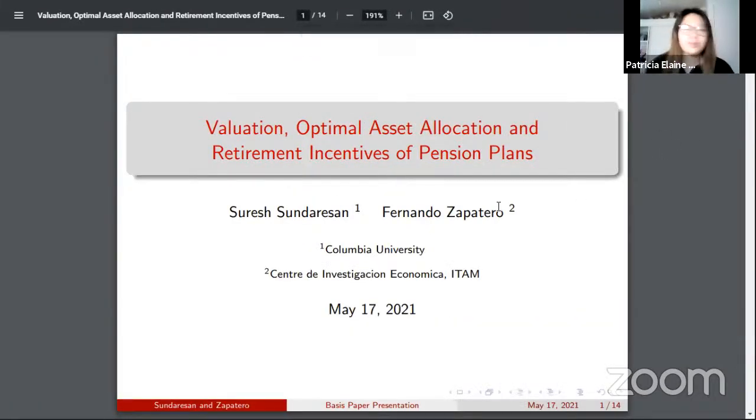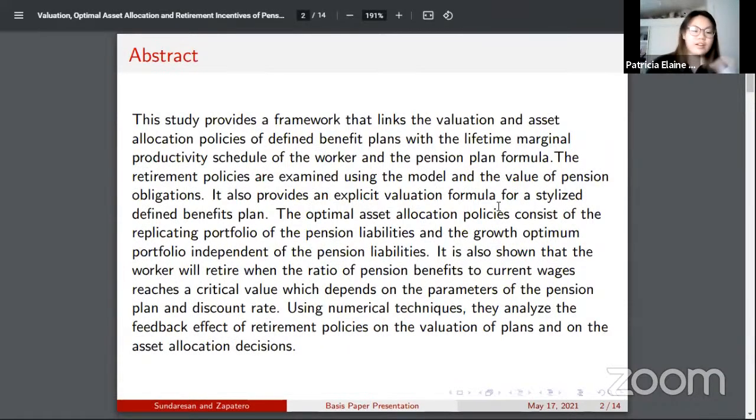So, good morning to everyone again. The title of my thesis paper is Valuation, Optimal Asset Allocation, and Retirement Incentives of Pension Plans by Sir Sundaresan and Fernando Zapatero. So there are three main ideas presented in the study.